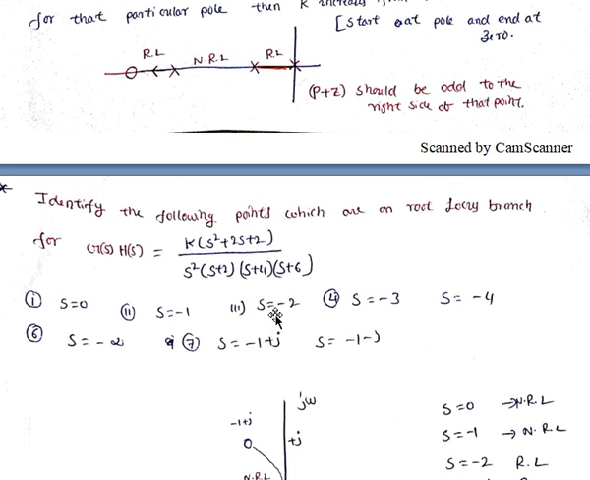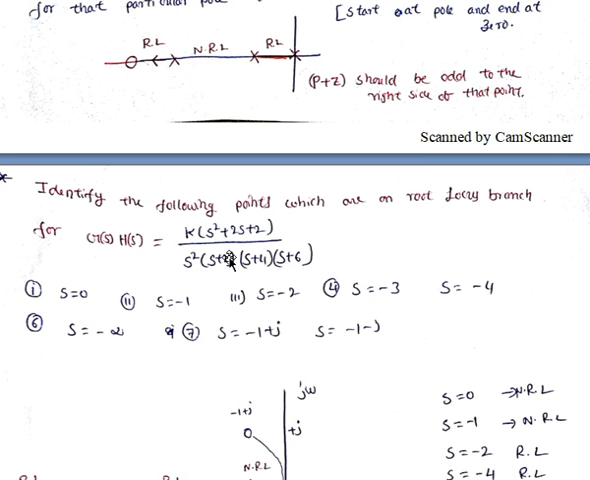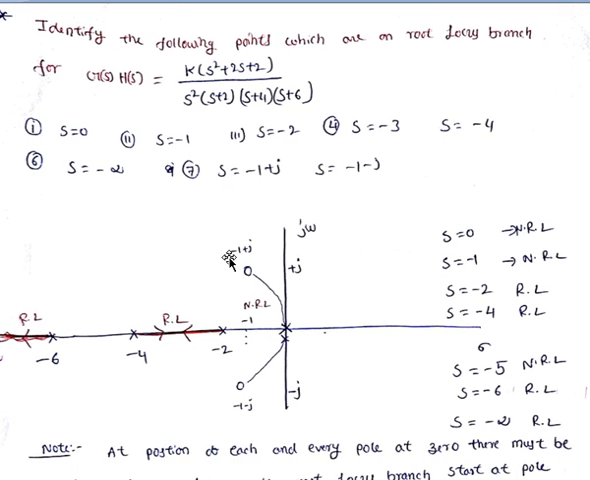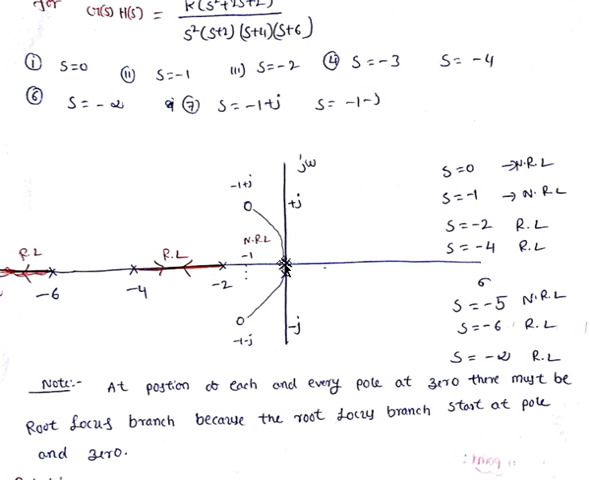Suppose we are assuming some transfer function G(s)H(s) equal to k(s square plus 2s plus 2) by s square into (s plus 2)(s plus 4)(s plus 6). Now this is the pole-zero plot of the root locus. Coming to here at -1, I am assuming one point here at -1, the right side has two poles, meaning the poles and zeros count here is even, so there is no root locus. Coming to here at -2.5 or -3, the poles and zeros count is odd, so root locus branches exist. Suppose here we take -5, at -5 the number of poles and zeros count is even, so root locus branches do not exist.